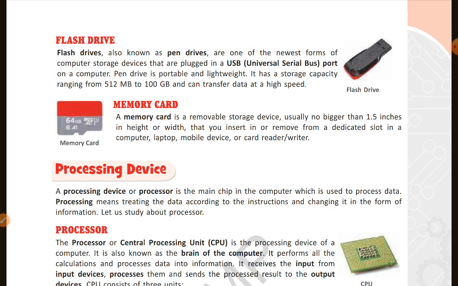The next storage device, and the last one, is the memory card. A memory card is a removable storage device. Means we can remove it from the system or we can install it again. Usually no bigger than 1.5 inch. Means these are very small. These are basically the same size as your SIM card, 1.5 inches in height and width, that you insert in or remove from your dedicated slot in a computer, laptop, mobile device or card reader.